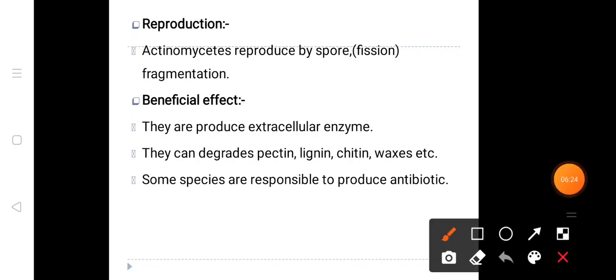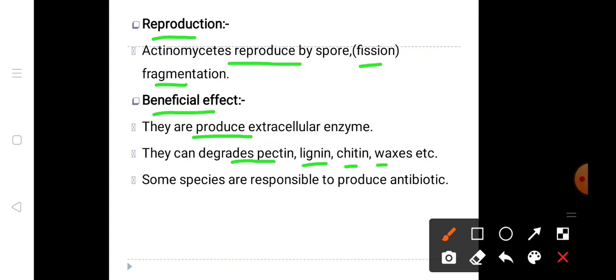If we talk about the reproduction, actinomycetes reproduce by spores, either by fission or fragmentation. Beneficial effect: they produce extracellular enzymes. Whatever enzymes they produce are extracellular. They have an ability to degrade pectin, lignin, chitin, waxes, etc.